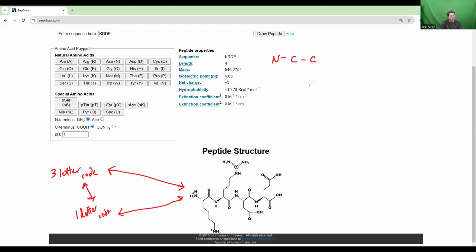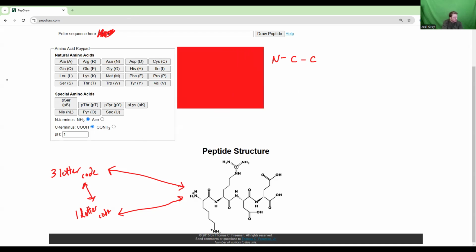NCC. Now, let's say that hypothetically you do not know KRDE. I haven't given you that. So I'm going to scribble this out. Actually, I'm going to get the box function and block all this information out. I want you to be able to look at this peptide and answer the questions, which is the C-terminal amino acid, N-terminal amino acid.